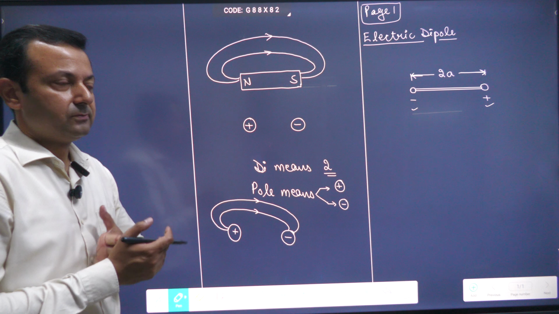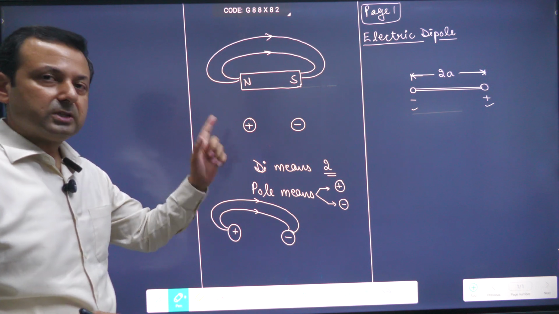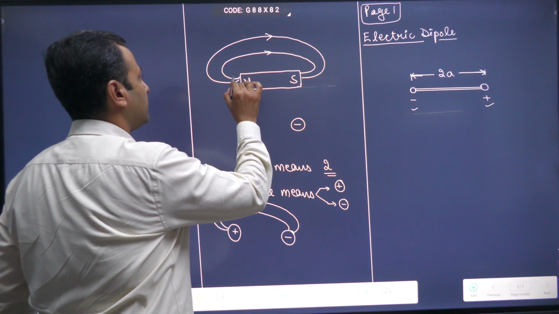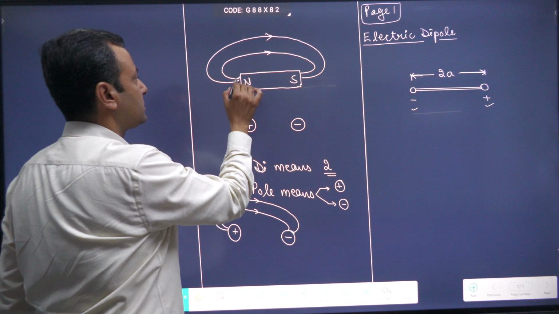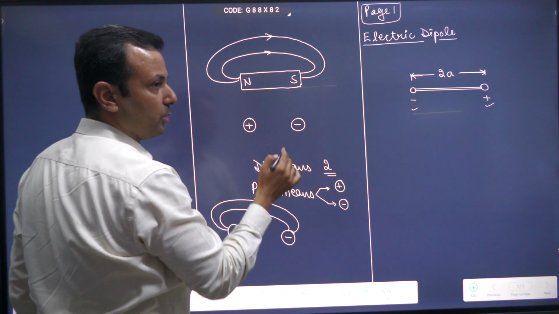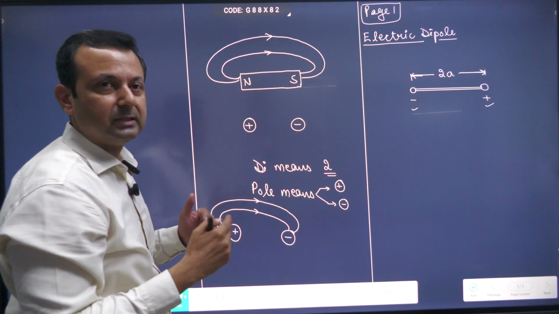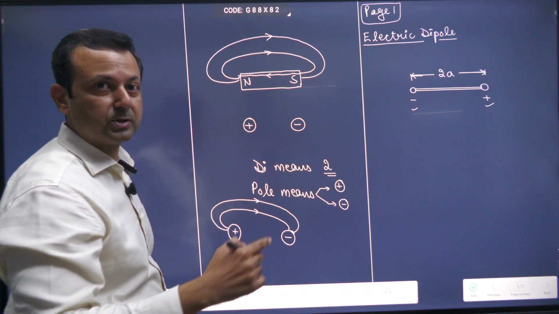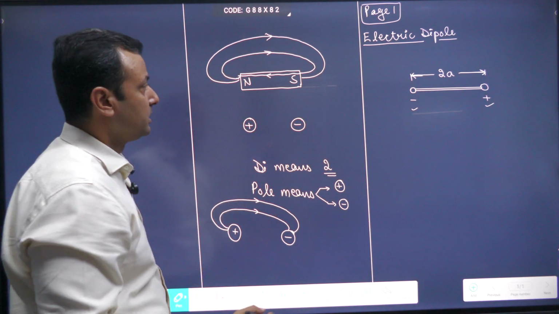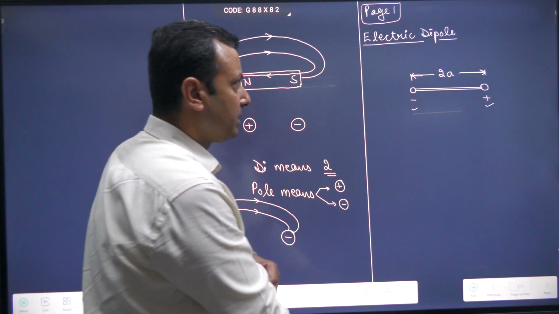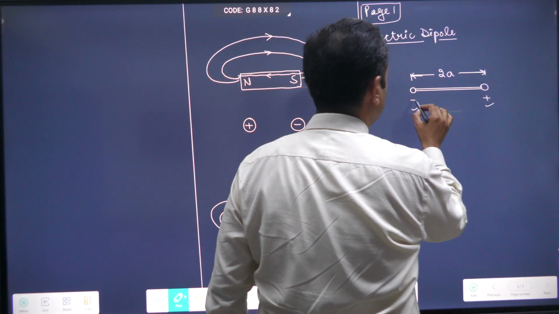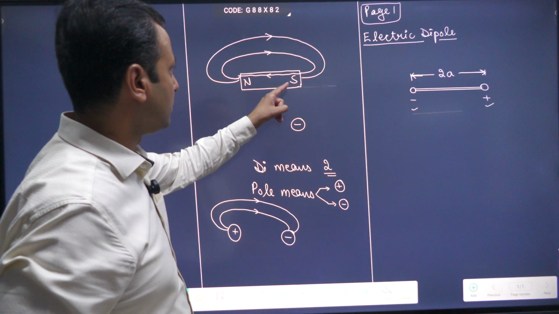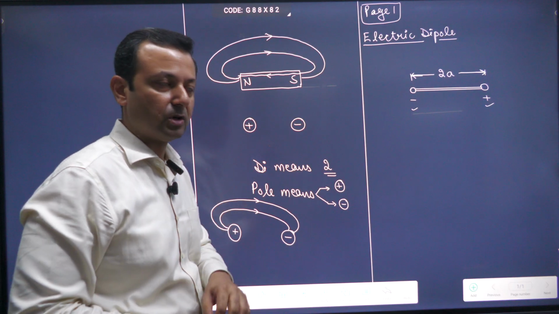One more thing. In a magnet, the magnetic lines of force externally start from North Pole and end at South Pole, but internally, inside the magnet, they go from South Pole to North Pole. Actually, magnetic lines of force are closed loops. So in this way, negative charge behaves like South Pole and positive charge behaves like North Pole.